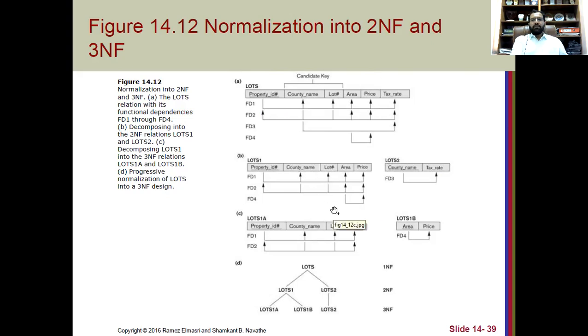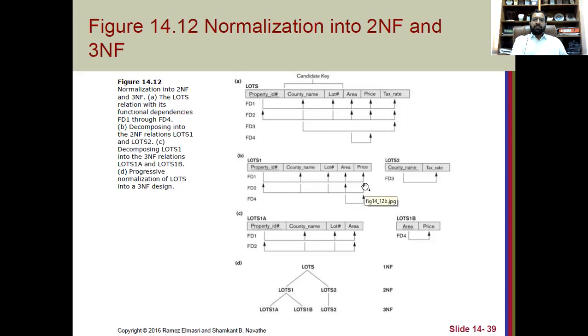So here you can see that after decomposing it into lot 1 and lot 2, we can have a country name and a tax rate in a separate relation. And first we put the property ID, country name, lot number, area and price in the first relation. In this relation, there is also a transitive dependency: area determines price.